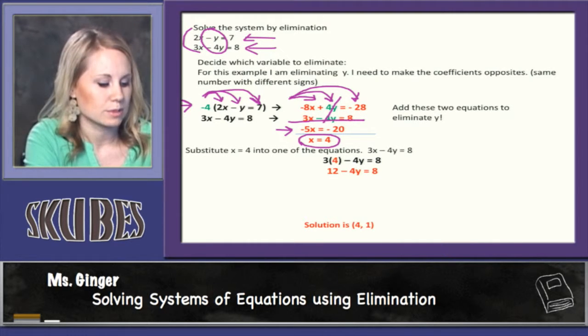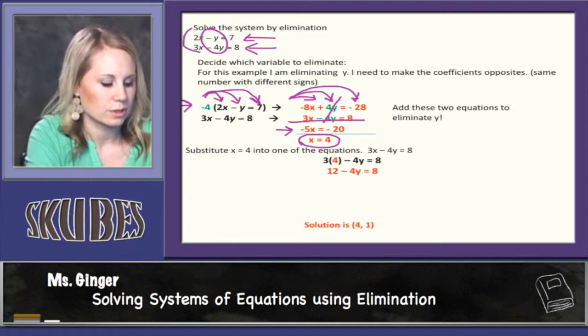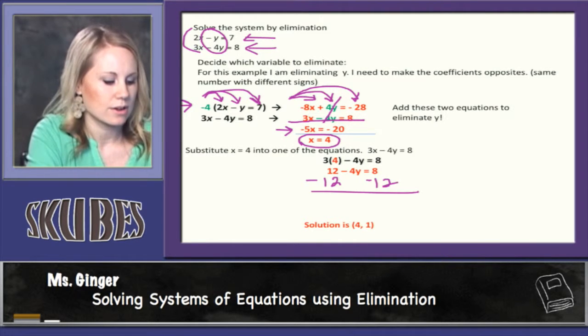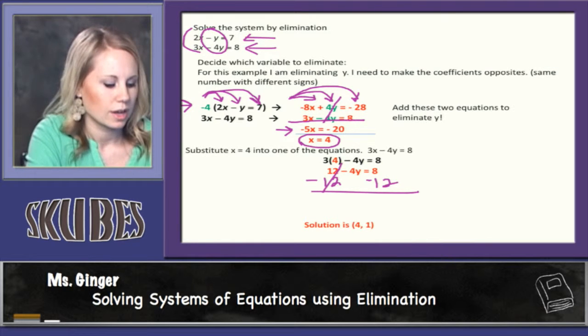So I've got 3 times my value of 4 minus 4y equals 8, and now this is what I'm solving. I'm solving for y now. So let's finish this out. We're going to try to isolate y here, so we're going to move some stuff away from y till we get it by itself. So we have -4y equal to -4.